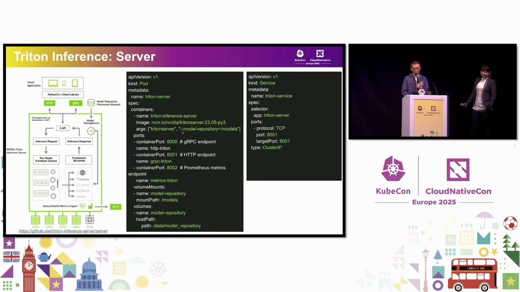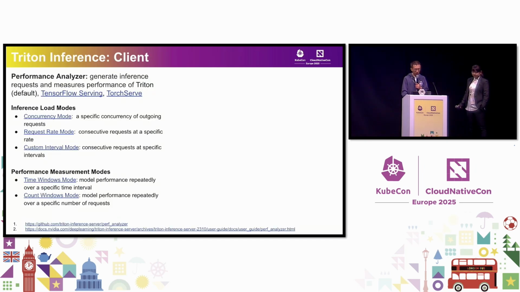Then the most important thing you specify is the model repository. You can mount from your local host in this simple example, but it can be anywhere in the distributed system. Additionally, you set up a service listening to the port where you want to receive the request. Like here, we have the gRPC protocol port as well as the HTTP one.